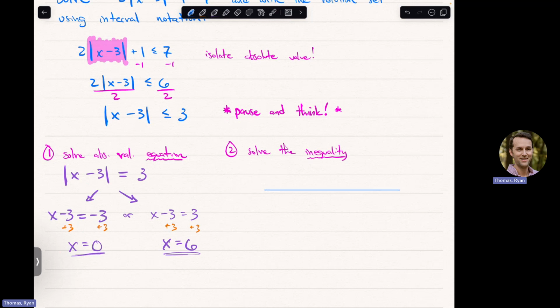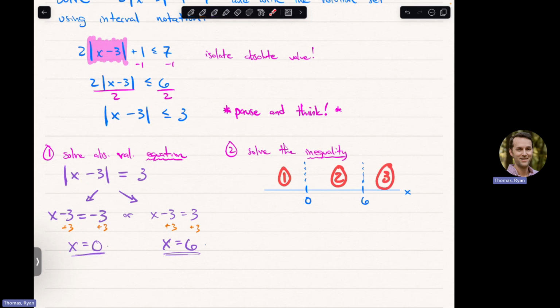So what I'm going to do is draw myself a little x-axis here, just to organize and keep track of stuff. I'm going to mark 0 and 6, because 0 and 6 are the values that we just found. That's where things can change. And what that means is that 0 and 6 take the entire x-axis, the whole real line, and cut it into 1, 2, 3 pieces, 3 intervals.